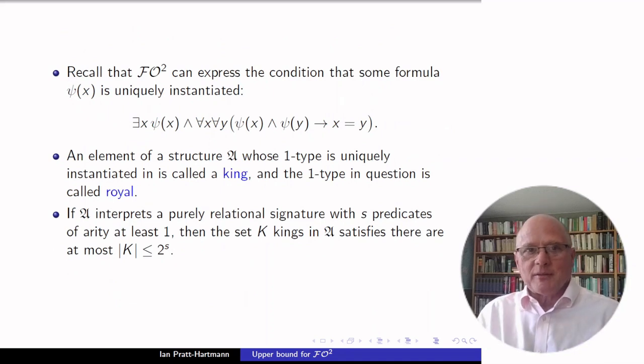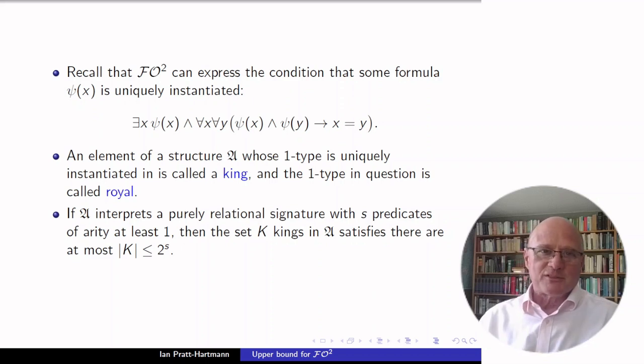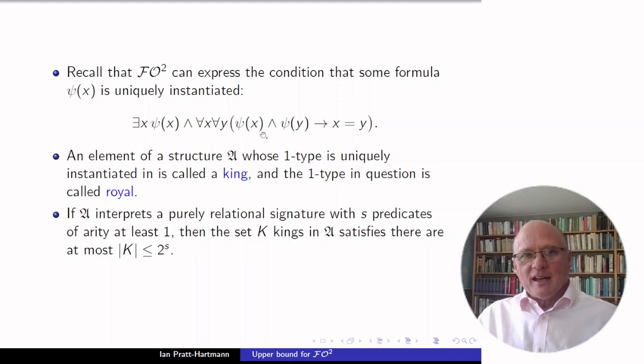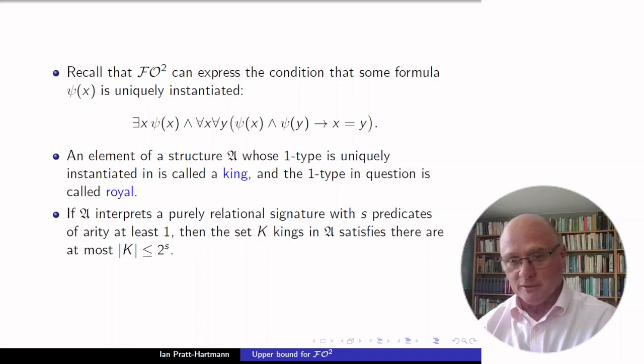Recall that the two-variable fragment can express the condition that some formula psi is uniquely instantiated. This formula will do it. It says there's some object satisfying psi, and any two objects satisfying psi are identical, so there's exactly one. Now think about the case where psi is a one-type, which we can again think of as a formula. An element of a structure A whose one-type is uniquely instantiated is called the king, and the one-type in question is called royal.